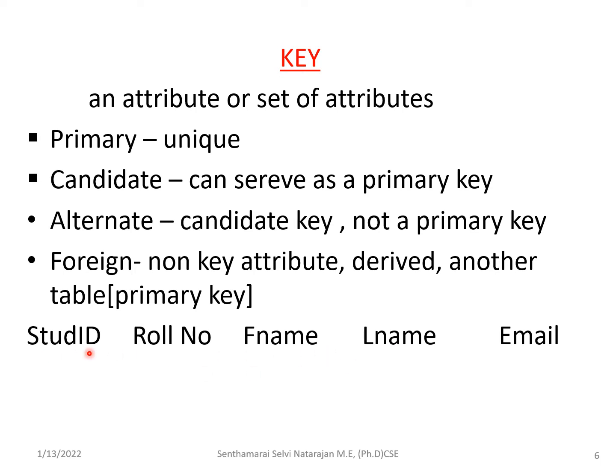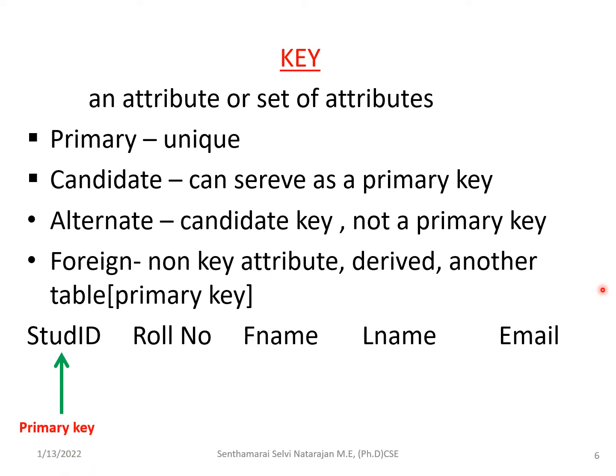Here is a table which has the student ID, roll number, first name, last name, and email. Here we can say which is the primary key, which is the candidate key, and which is the foreign key and alternate key. You see here, this is a single thing. As I have said, the ID is not repeated for any student or any person, so it is called a primary key.